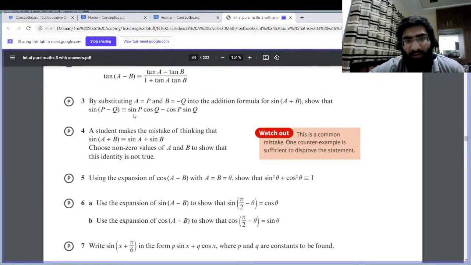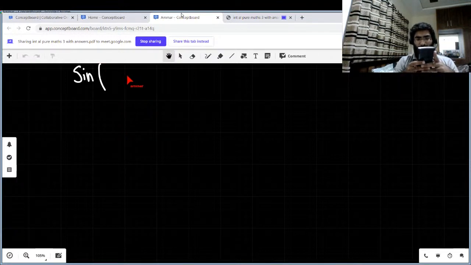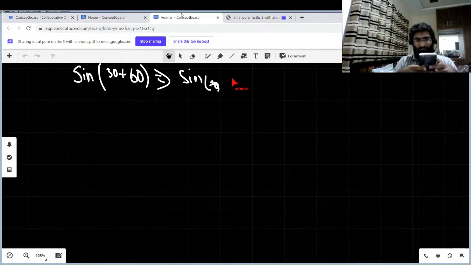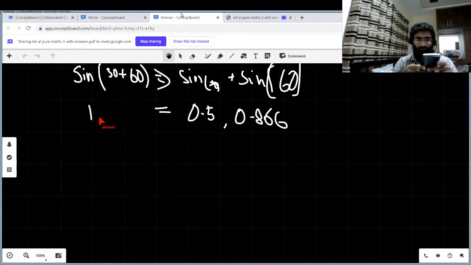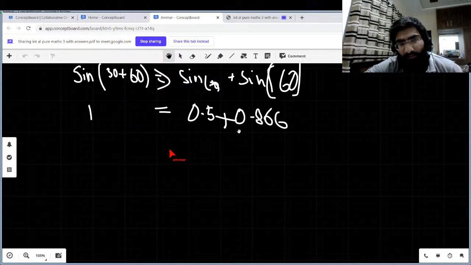Sine 30 plus 60 is sine 90. Sine 90 is 1. And sine 30 is 0.5. And sine 60 is 0.866. So if you add 1 by 2 plus root 3 by 2, 1 plus root 3 by 2, and there it's 1. So they won't be equal. This is 1 over 2, this is root 3 over 2. Okay, whatever. They're not equal. Okay, got it.